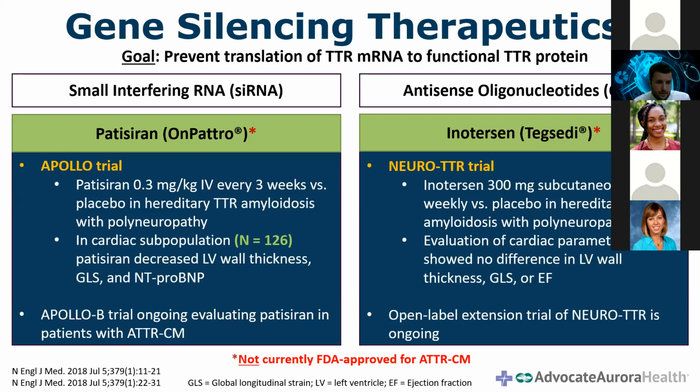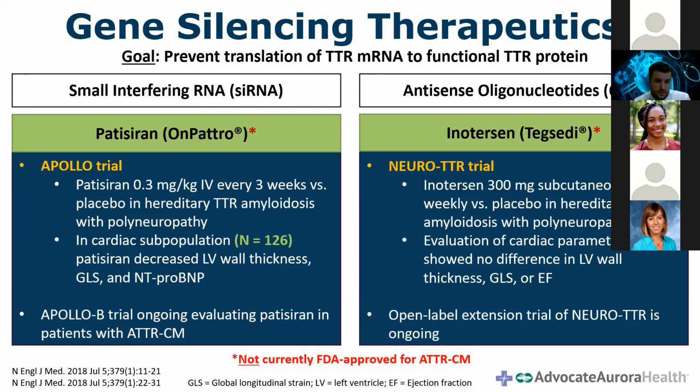There was a cardiac subpopulation of around 126 patients, and it showed that patisiran also decreased LV wall thickness, global longitudinal strain, and NT-proBNP. This led to the development of the APOLLO-B trial, which is currently ongoing in patients specifically with transthyretin cardiomyopathy. Inotersen is an antisense oligonucleotide.